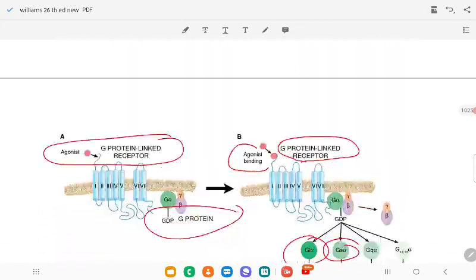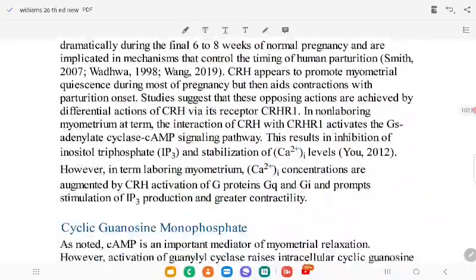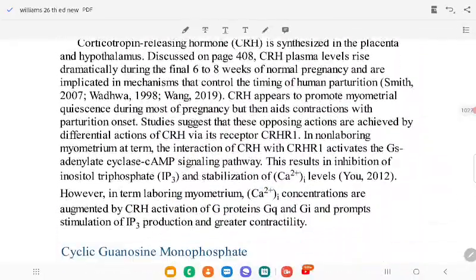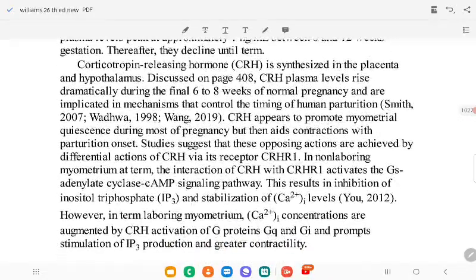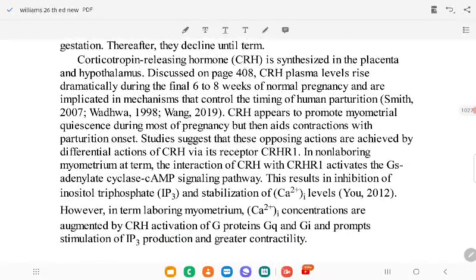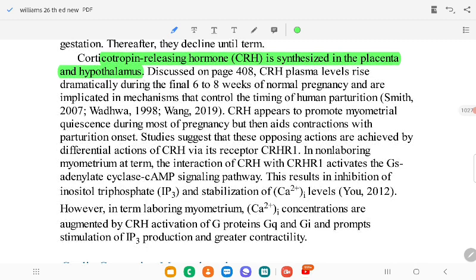GPCR, you have already read. The CRH, corticotropin releasing hormone, is synthesized in the placenta and hypothalamus. CRH plasma levels rise dramatically in the final 6 to 8 weeks of normal pregnancy and are implicated in the mechanism underlying the timing of human parturition.